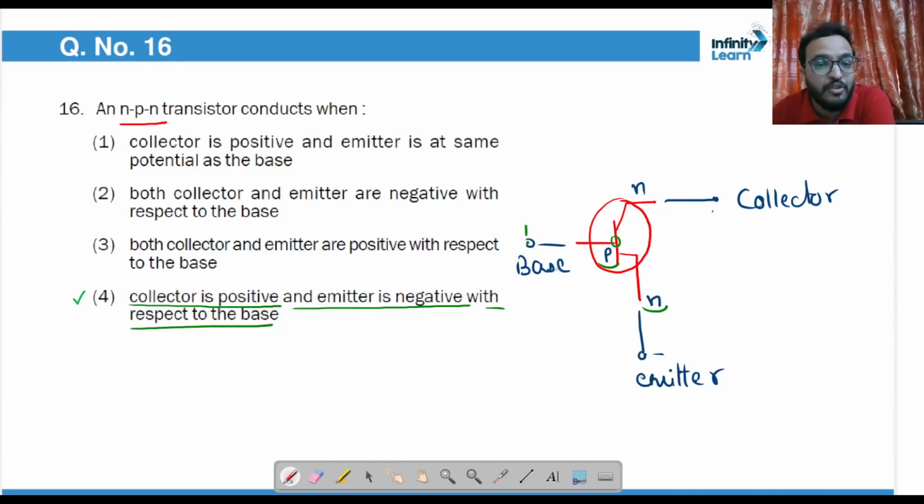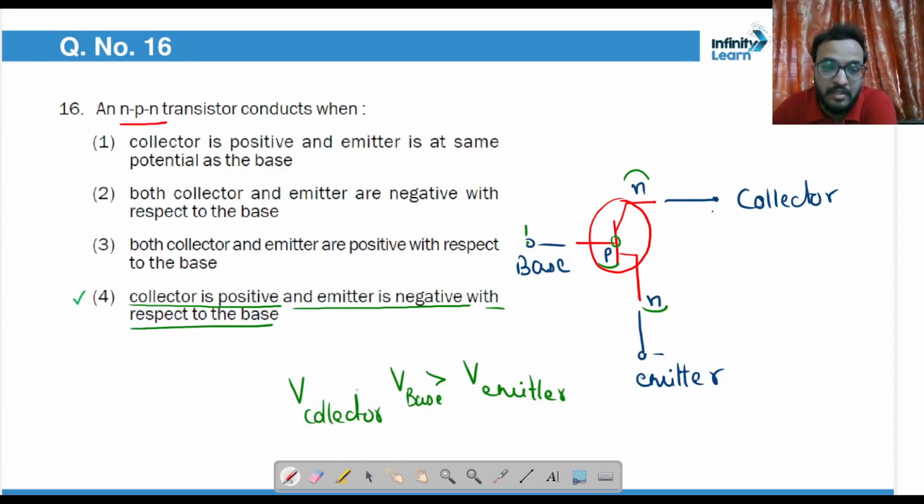That means base should have higher potential as compared to emitter, that is for sure. So this should be greater than this. And now the base-collector junction should be reverse biased, so P should have a lower potential as compared to the collector, N. So in between P and N, this time N will have higher potential. That means this is the scenario.